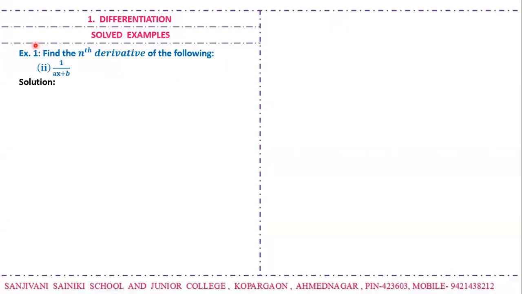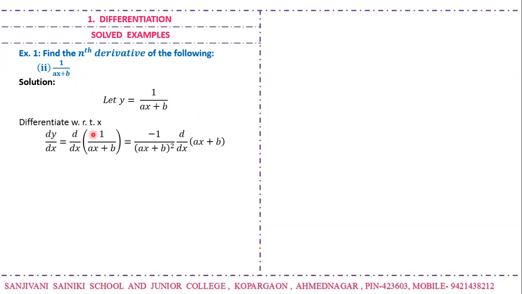Nth order derivative of 1 upon ax plus b. y is equal to 1 upon ax plus b. So differentiate with respect to x. Its derivative is minus 1 upon bracket ax plus b squared into d by dx of ax plus b. The derivative of ax is a and the derivative of b is 0. So we get minus 1 into a upon bracket ax plus b squared.